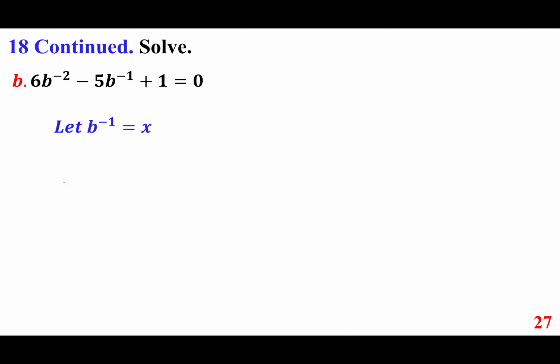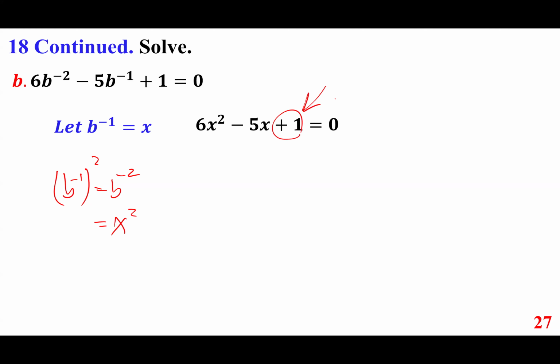Notice, if I raise this to the power of 2, I get b to the power of -2, which is x squared. So I have 6x squared minus 5x plus 1. Now, factoring is not too bad. First of all, this is 1, so we have no choice but to go with 1 and 1, both of them having the same sign. That means +1, +1, or -1, -1.